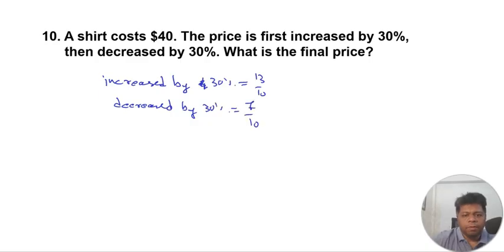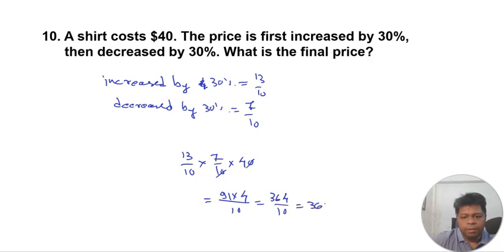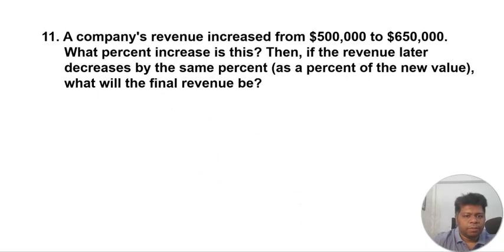Now here what we have to do, 13 by 10 into 7 by 10, and we have the original price 40. Now to find out the price, it would become 91 into 4, because we have discarded zeros over here, and it is 10, so it would become 364 by 10. So the price is now $36.4. Okay, let's go to next question.